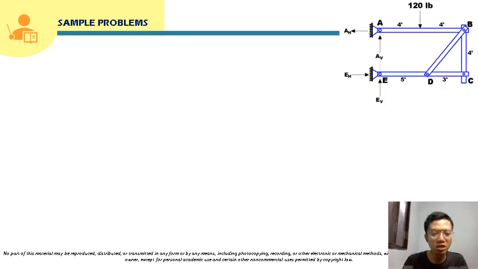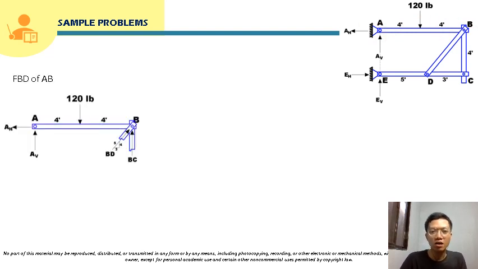Okay, so we will now proceed to the free body diagram of member AB. So this will be the free body diagram of member AB. We know that here at A, the reaction forces are AH and AV. We have here a 120-pound load, and at point B, BD will just provide an axial force, no? So we assume BD as compression, and BC we also assume as compression. So these will be the reaction forces for BD and BC.